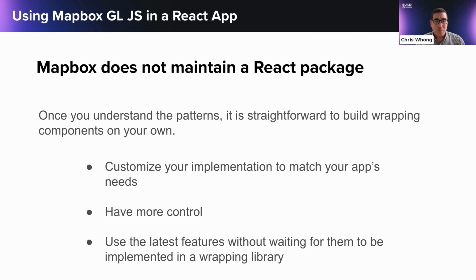Okay, so first and foremost, Mapbox does not maintain an official React package. So if you've used React Map GL, it's great, and it works really well for you. But I've found, and I think a lot of us find, that it is often easier and more straightforward to write your own implementation. And that's what we're going to cover in this session right now, is how to build a straightforward implementation to wrap Mapbox GL JS in a React component. Once you understand the patterns, it's straightforward. You can customize your implementation to match your app's needs a lot more directly. You can have a lot more control, and you can use the latest features without waiting for them to be implemented in the wrapping library.